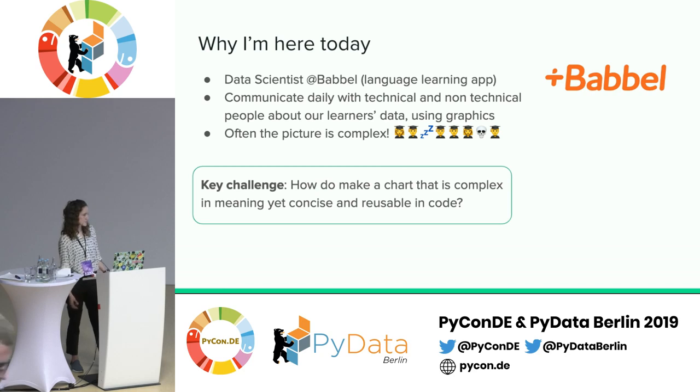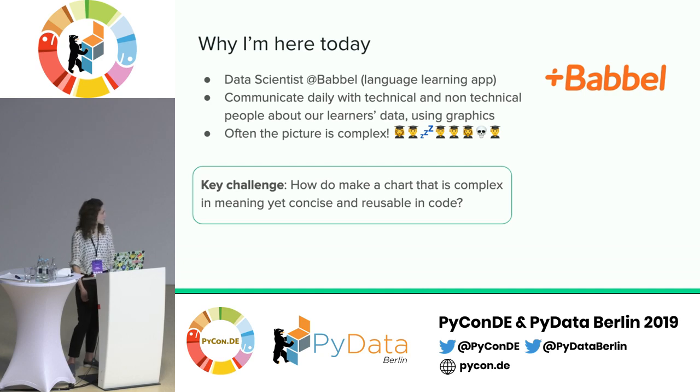And in my role, I have to communicate daily with a lot of different people, some of them technical, some of them less technical. And I have to explain to them stories usually about our learners' data. And fortunately or not, these stories are usually quite complicated. So we have users who are dormant, who are super active, who are on different devices at the same time. And when I have to visualize this information in a graphical way, often it becomes kind of a mess in my head. How do I go about visualizing this complexity?